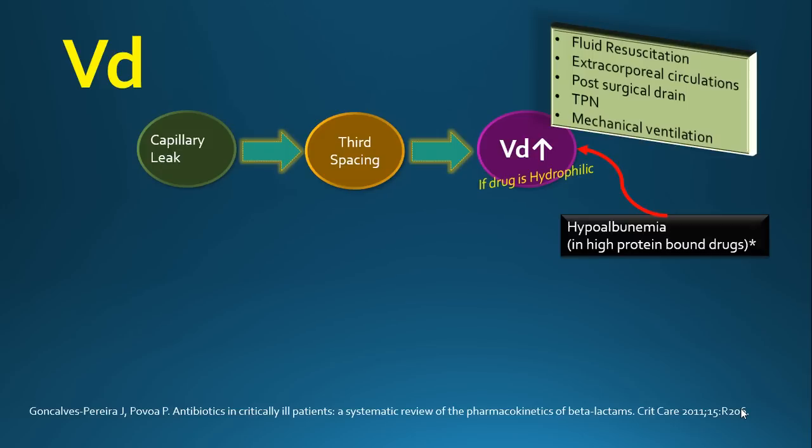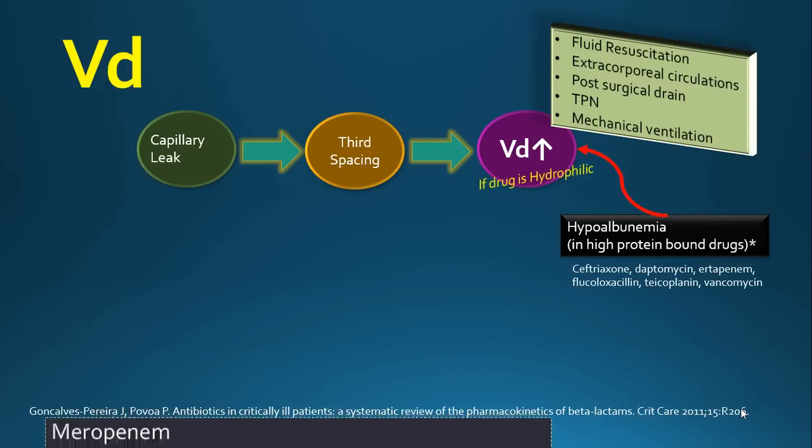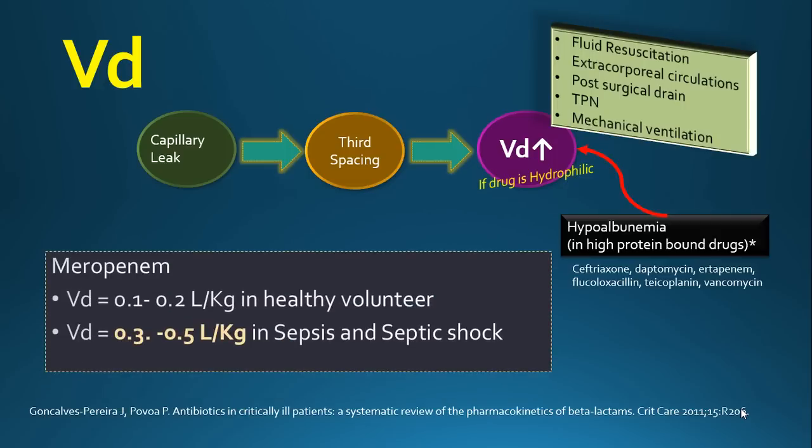Apart from that, hypoalbuminemia also increases the volume of distribution of those drugs which are dependent on high plasma protein binding. So those having significant albumin attachment, with hypoalbuminemia the volume of distribution also increases. Understood? And this is evident: when we measure the volume of distribution of meropenem in normal healthy and critically ill patients, it increased by 2 to 3, even 4 times. So this is typical evidence over there. It was actually demonstrated.